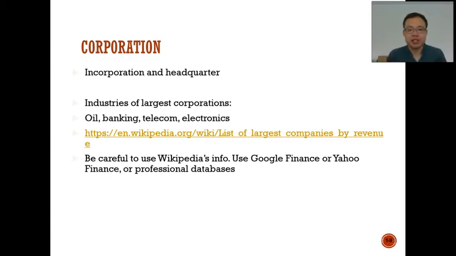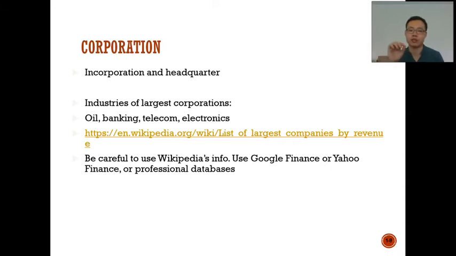We have millions, dozens of millions, or thousands of millions of corporations around the world. In some industries, the corporations are very large in terms of assets, market value of the stocks, and number of employees. And some of the corporations are usually small. The industries of the largest corporations include oil, banking, telecom, electronics.